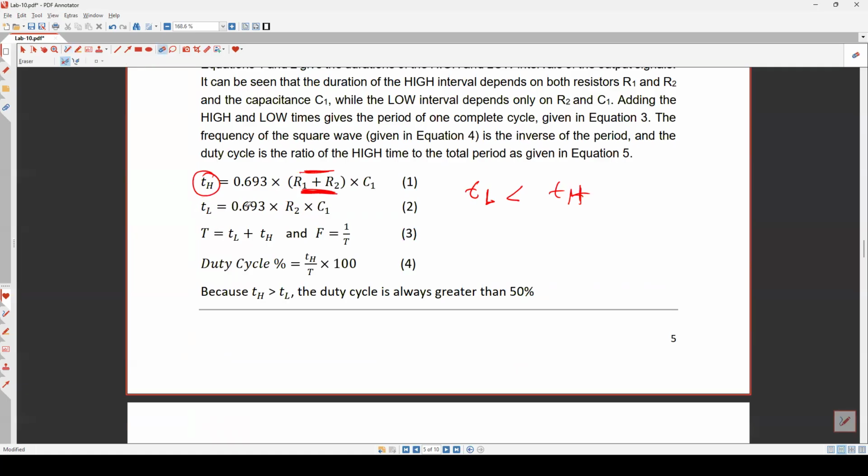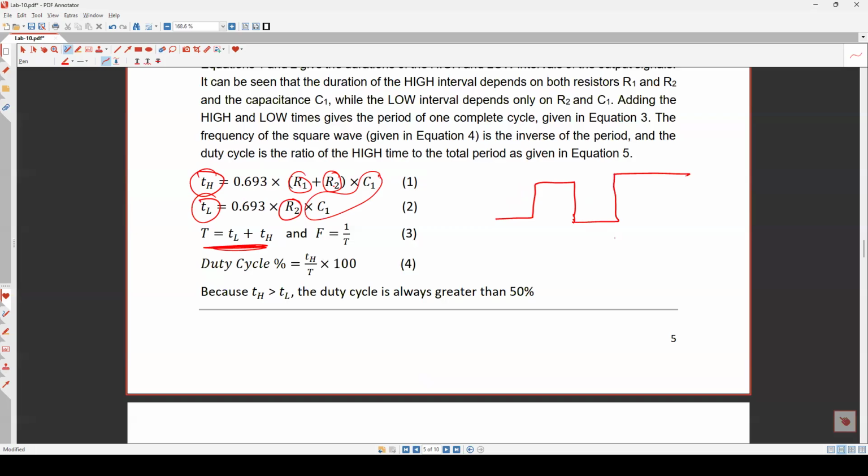Now, by selecting a proper value for R1, R2, and C, I can have a certain value for high and low, and then this is the period. This is the signal you are going to generate. It's a periodic signal. This one here is T low, and this one is T high.